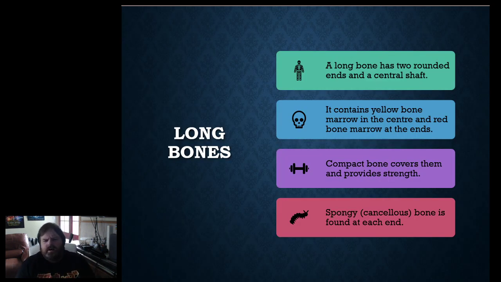A little bit to talk about long bones. Now, a long bone has 2 rounded ends and a central shaft. It contains yellow bone marrow in the center and red bone marrow at the ends. What that means is the ends of it are producing white blood cells and the middle is producing red blood cells. The compact bone that covers them provides strength. And it's very dense. It's got very little air pockets or anything within it. It's just hard, solid material.